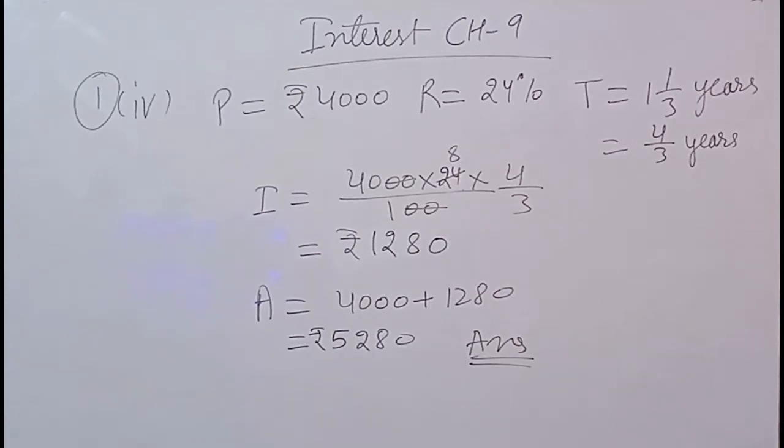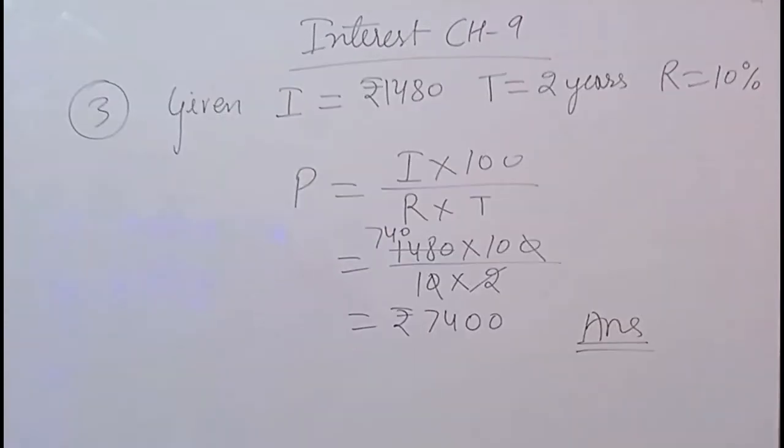So I equal to 4000 into 24 into 4 upon 3 upon 100. The zeros cancel, and we get 40 into 8 into 4, since 3 eights are 24. We multiply it: 40 into 8 into 4 is rupees 1280. So we got the interest, and the amount will be 4000 plus 1280, that is rupees 5280. In that manner, you can do question number 1, fourth part.